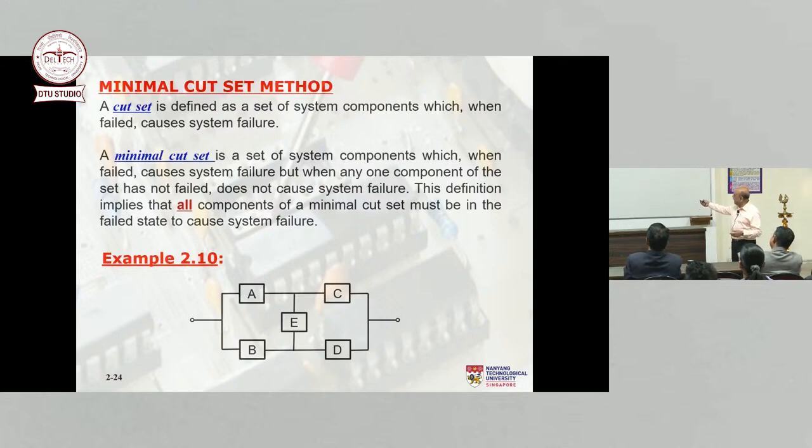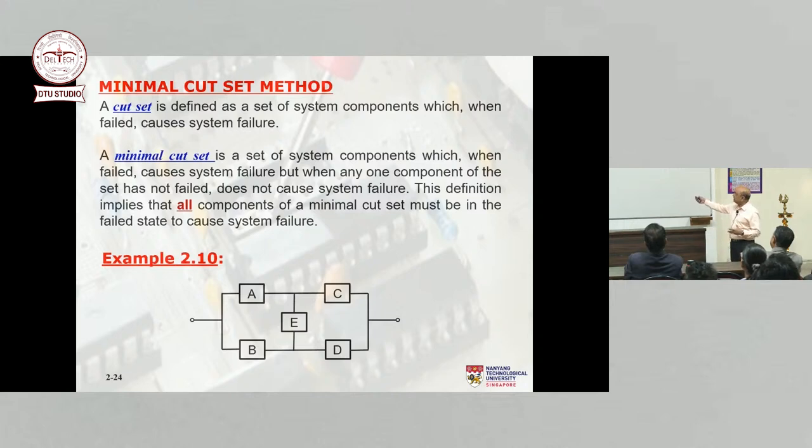But if I take A, E and B, then E is not needed to fail. Yeah, it's like redundant. So therefore that is not a minimal cut set. So minimal cut set is A and B, C and D, A, E and D, and B, E and C. Yeah, you go diagonally, correct? So there are 4 minimal cut sets.